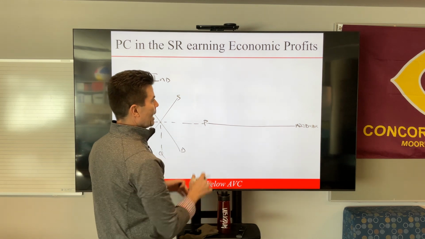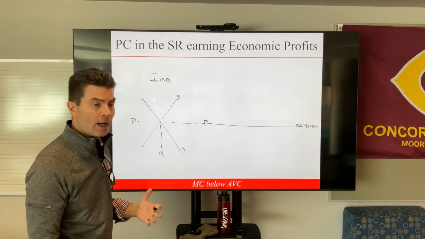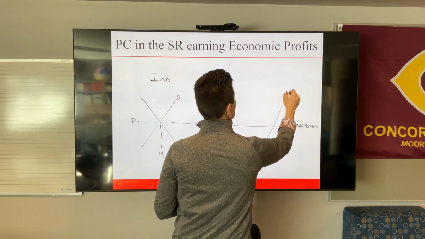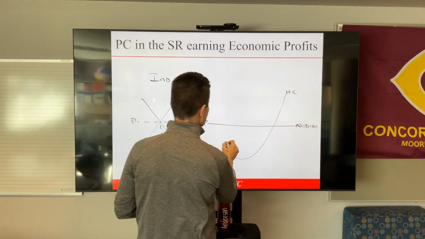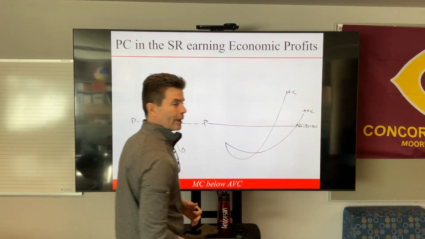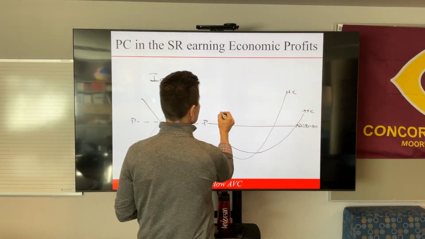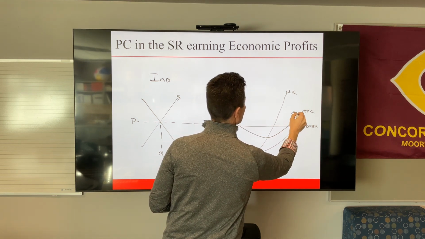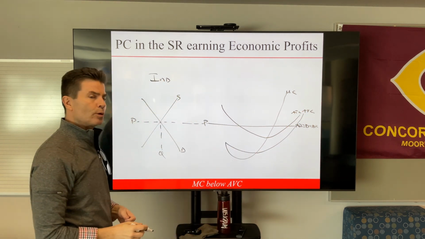All right, so once we have this, we need to add in our short run production costs, and this is earning economic profit. So here's my marginal cost. There's your AVC, your average variable cost. And then your ATC will go down. It will get closer to average variable cost as you go through.